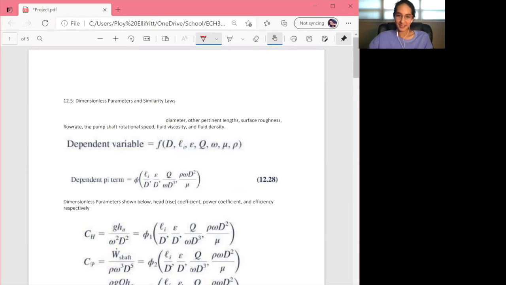Hi, my name is Ellifritt, and I'm going to be talking about section 12.5, dimensionless parameters and similarity laws. Some of the dependent variables spoken about in the last section are actual head rise, shaft power, and efficiency. And they can all depend on these variables here, which are stated above.